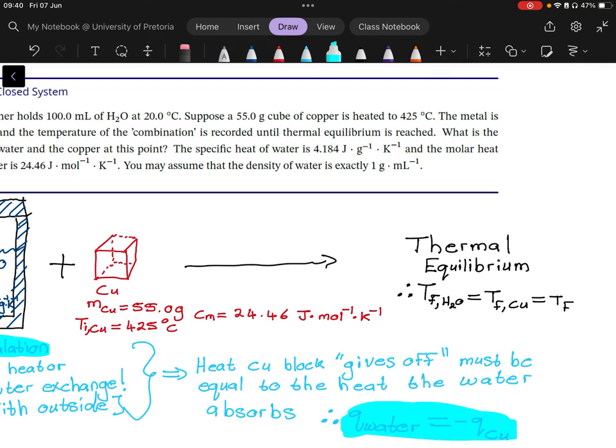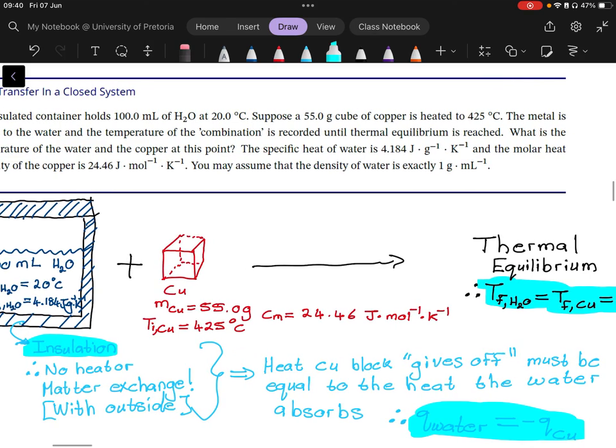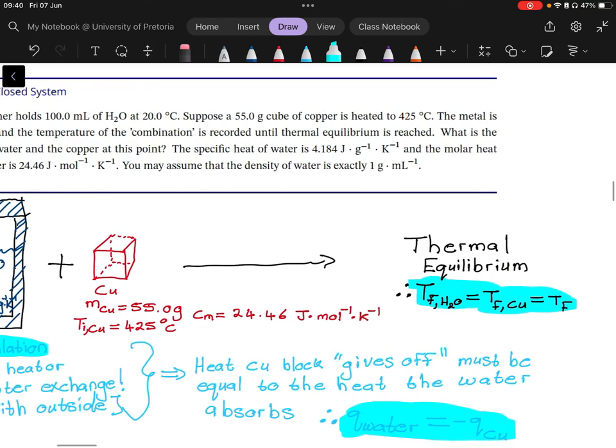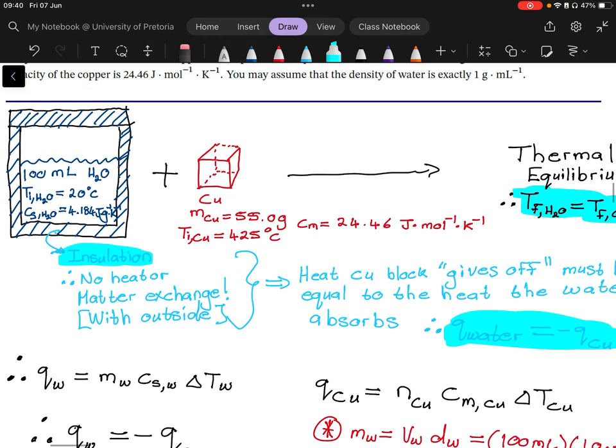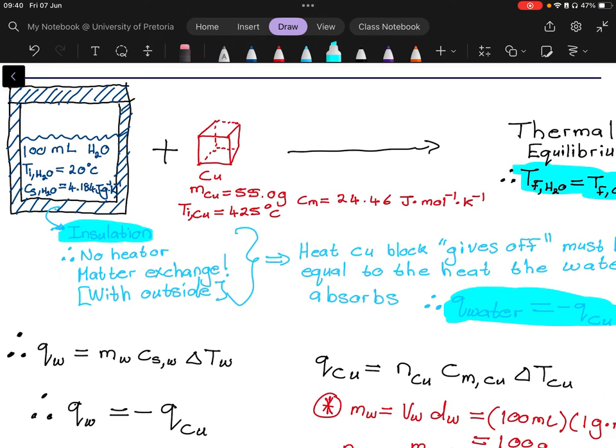And what does thermal equilibrium mean? That is when the temperatures of the species are the same. And we can just give it a general symbol, TF. So TF of water is equal to TF of copper, which we just call TF. Okay, so how do we calculate the heat of a substance when it remains in the same phase? Well, the heat of water is equal to its mass multiplied by its specific heat capacity, by its temperature change, and the heat of copper, of course, by its values.